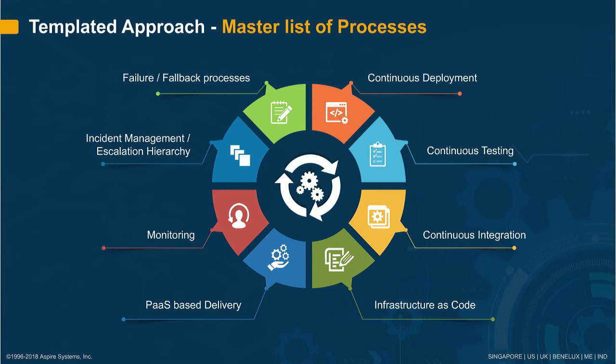So this is a set of processes depending on the number of stages you have, the number of people involved, every component in your development operations, right, till your production. So this is an important process that needs to be declared, defined, and refined at every stage. And finally, failure and fallback processes.